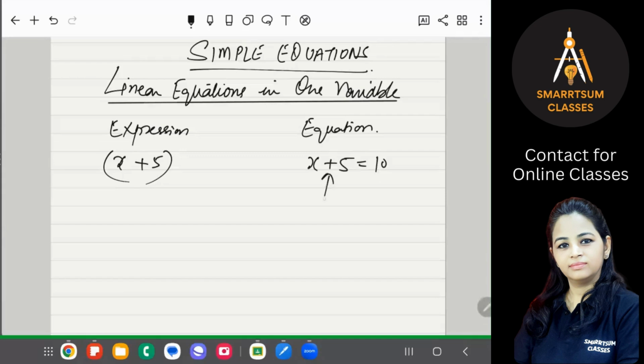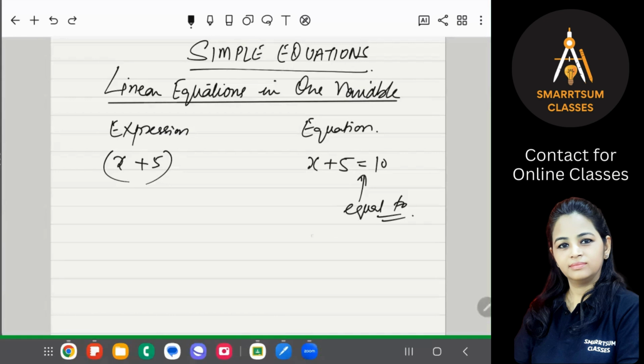An equation always has an equal to sign, a sign of equality. Whereas in an expression, we don't have the sign of equality. It's just an expression of constants and variables connected with mathematical operations. So here we always have an equal to sign. If there is no equal to sign, then that is an expression. If you have an equal to sign, that is an equation.